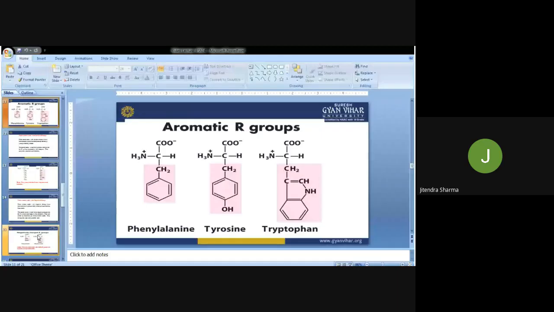That's why the group is very different and distinguished. Then the aromatic R group: phenylalanine, tryptophan. These are also very important. They are also not having any charge.